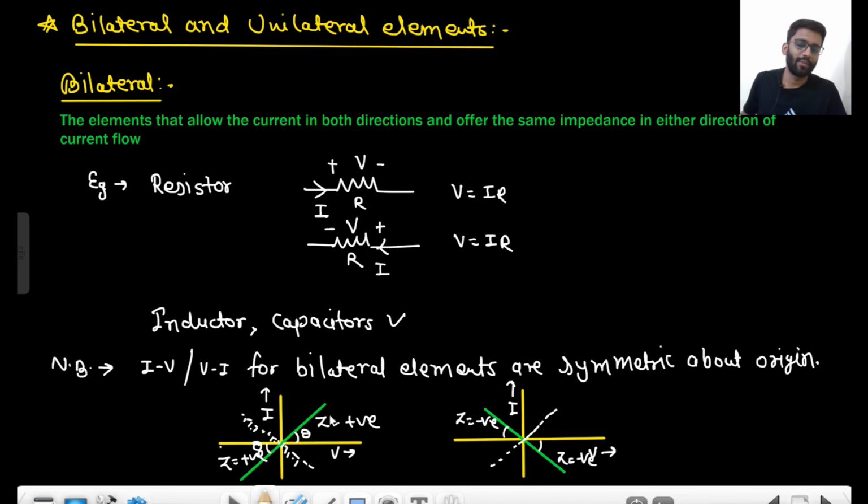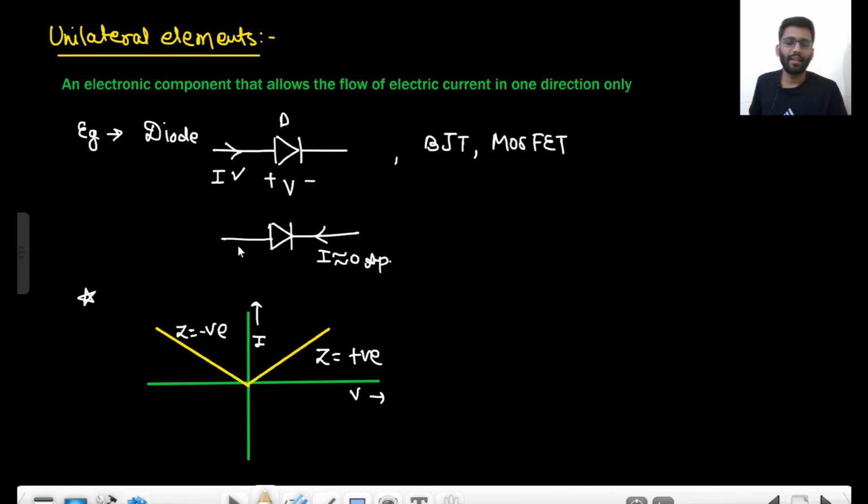Also, the sign of impedance is the same, and the slope is also the same. In case of a unilateral element, it is not symmetric about the origin. If you place the mirror like this or like this, you don't get any symmetry. So it is not symmetric about the origin. So these are the elements we have studied.